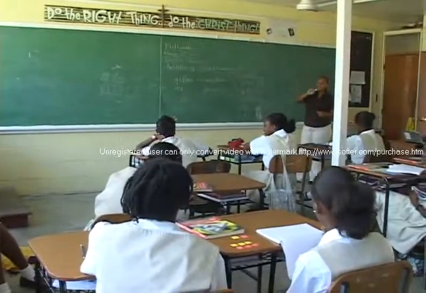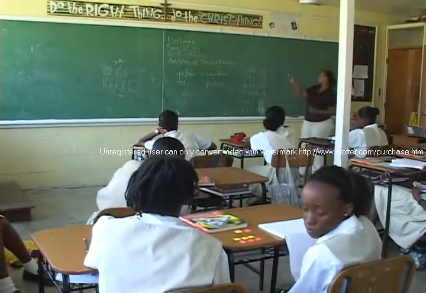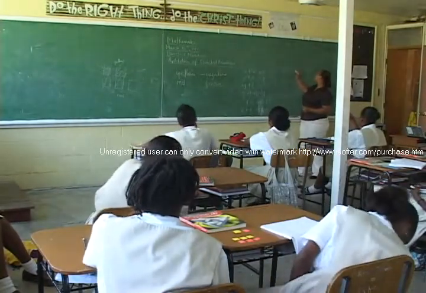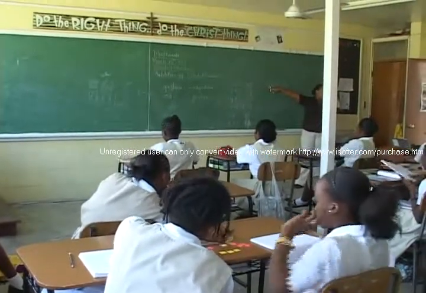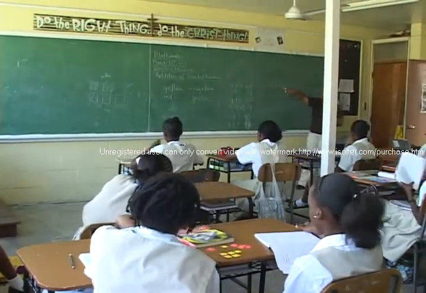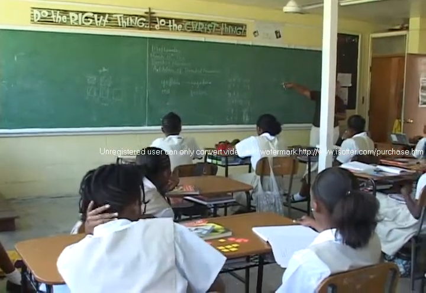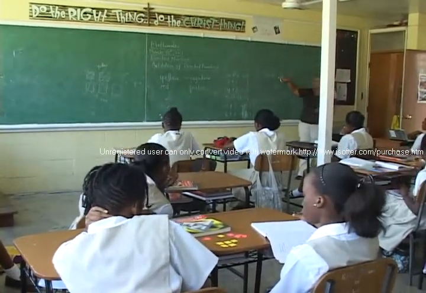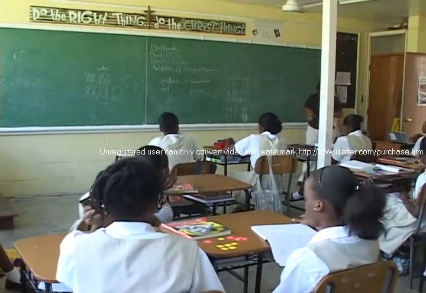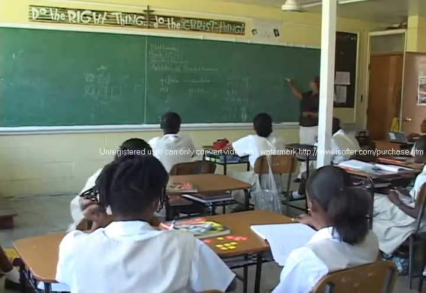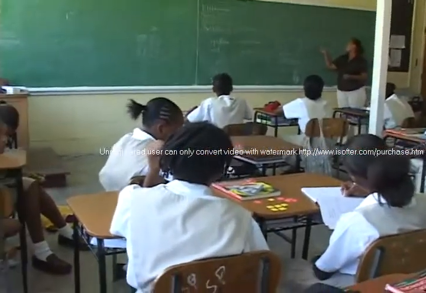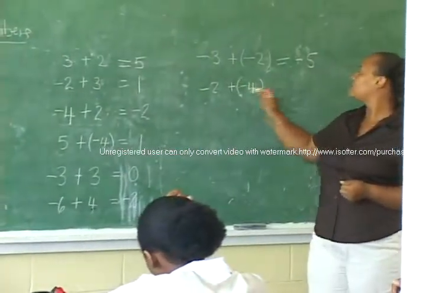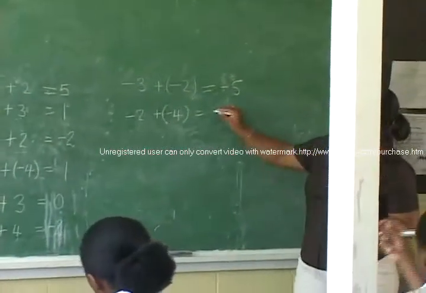Okay. Let's look at if we have a negative plus a negative. Say we have negative 3 plus negative 2. Now in this case, we have 3 yellows, yes? And we have 2 yellows again. Did we cancel anything? No. So what happens? You're adding. So you get negative 5. Say we have negative 2 plus negative 4. Then our answer is negative 6.